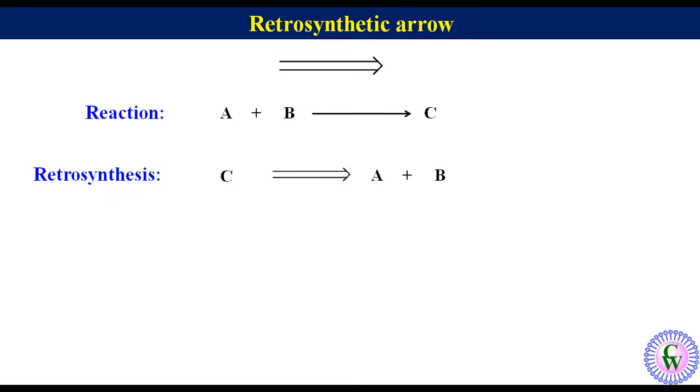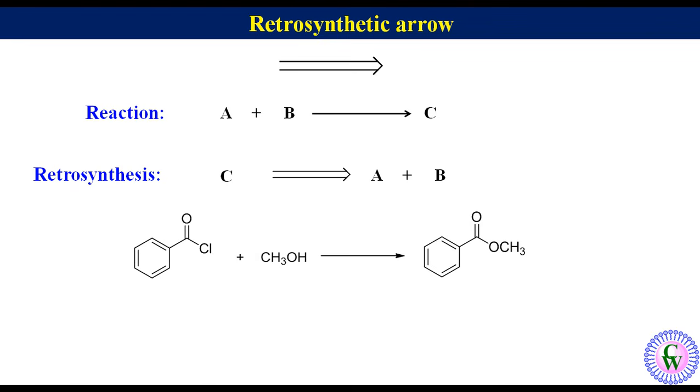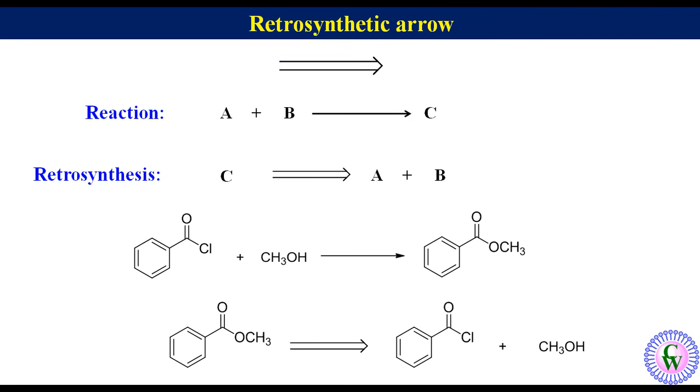Let's have a real example. Benzoyl chloride, when allowed to react with methanol, produces methyl benzoate. It can be retrosynthetically represented as methyl benzoate, retrosynthetic arrow, benzoyl chloride plus methanol. That means methyl benzoate can be made from benzoyl chloride and methanol.